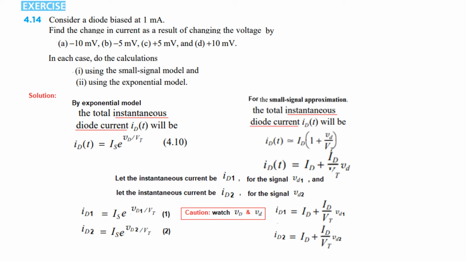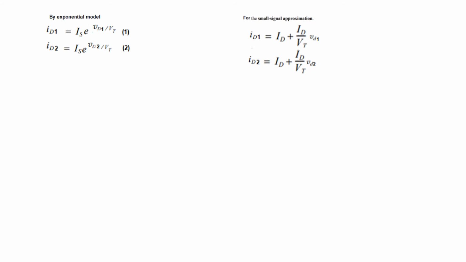Okay, caution: watch VD, that is the AC/DC voltage, and the small signal or AC voltage. Here we are using the AC/DC voltage because this is AC/DC. Here we know that this part is purely AC, this part is DC, so that is why we are using the small signal voltages. So we had come up to this point. We found the exponential model, two equations for the current, and we found two equations for the small signal model.